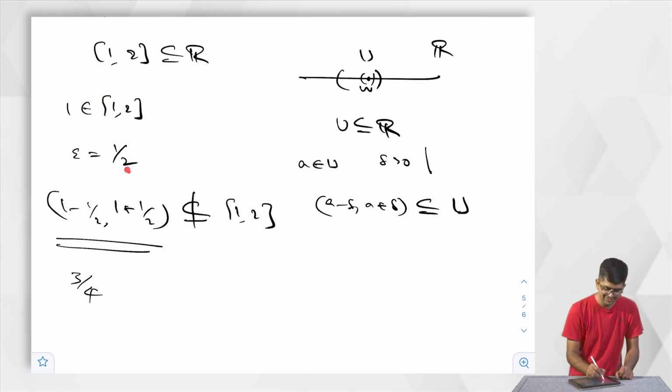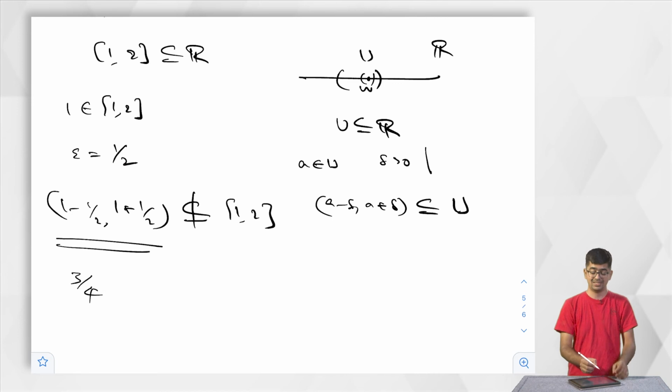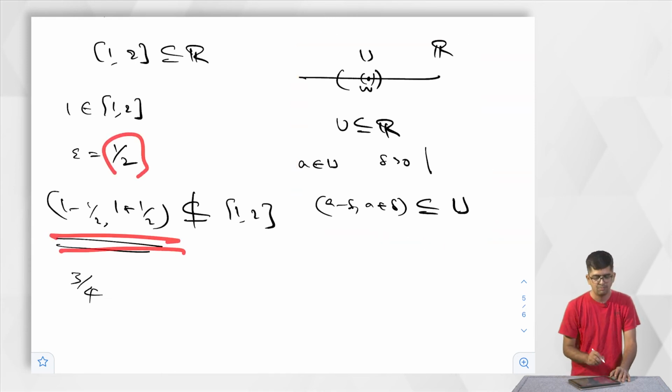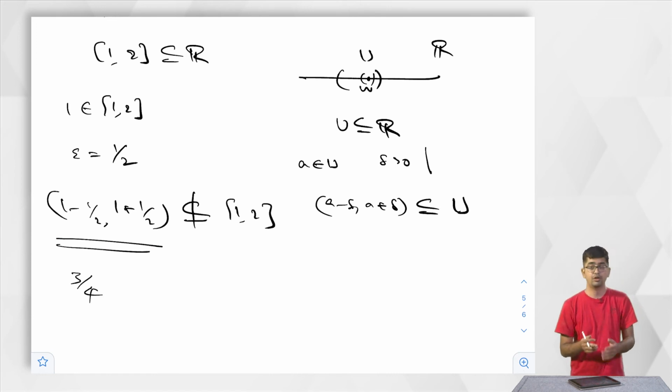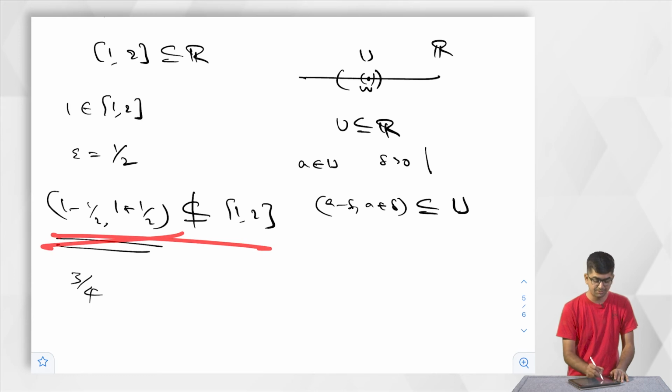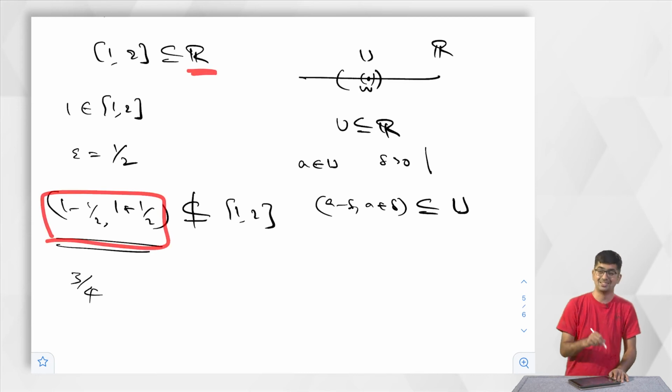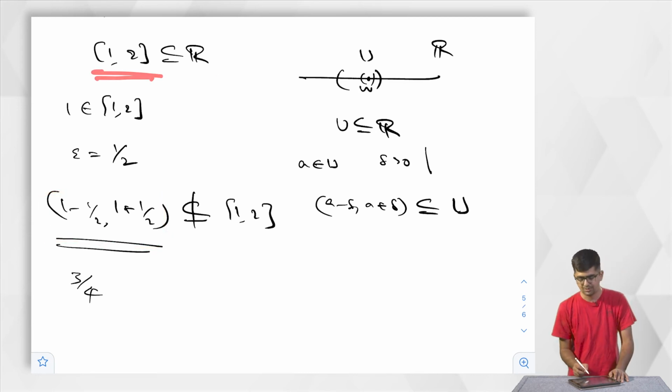Similarly, take this exercise: check that this is not an open subset in this description. I mentioned that for 1 by 2 it is not happening, maybe for 1 by 3 it is happening, 1 by 4 it may be happening. So check that it is not happening for any epsilon positive. Given 1 belongs to (1, 2), if you give me some epsilon positive, then there is an element y belonging to this that is not an element of (1, 2).